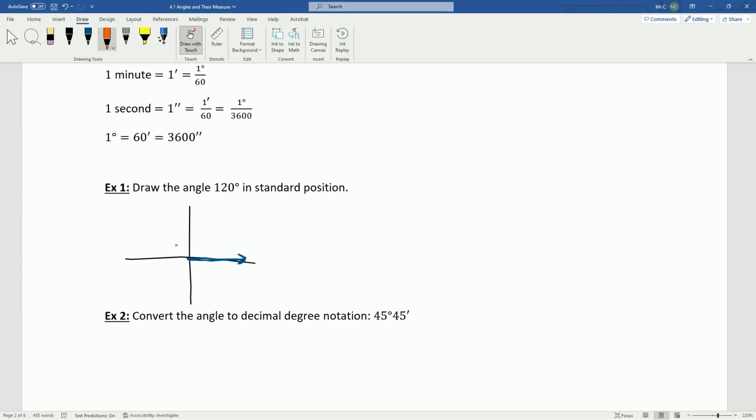So I go 120 degrees. One way to think of that, all right, a straight line is 180 degrees. 120 is 2/3 of that. So I'm going about 2/3. So that's 120 degrees.